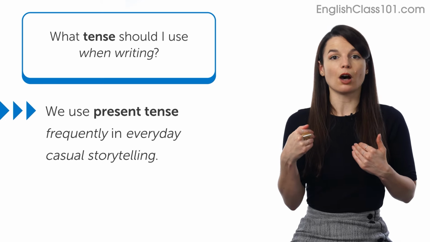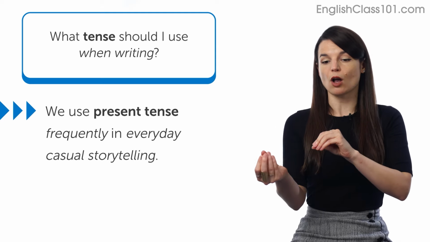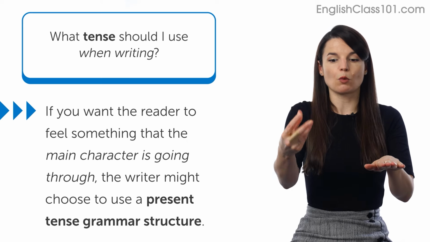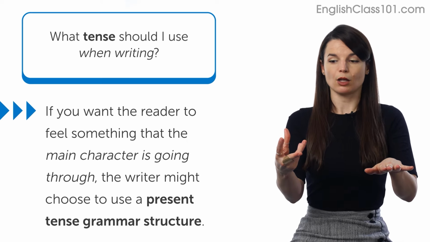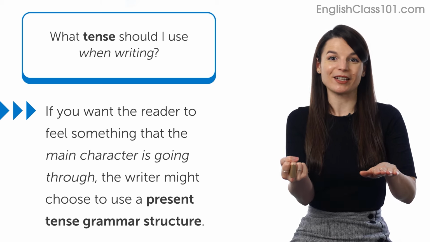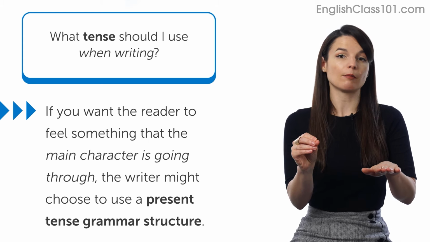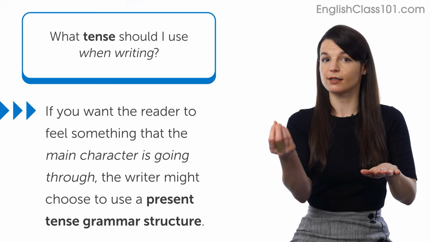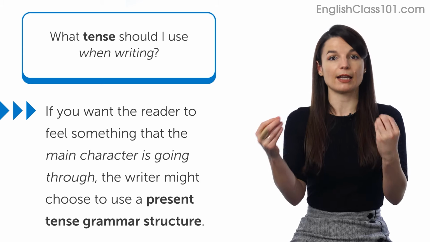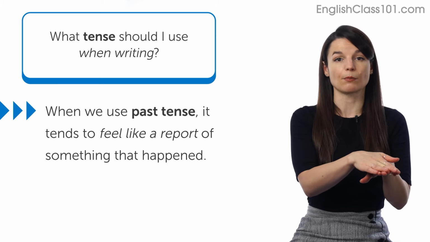We do this a lot in everyday, very casual storytelling in our speech, and this also goes into our writing. If there's a moment that you really want the reader to feel, like a moment of action, or like they're really in the moment in that story, feeling something that the character is feeling, the writer might choose to shift to a present tense grammar structure. They do this because it sounds like it's happening right now. When we use past tense, it tends to feel like just a report of something that happened.